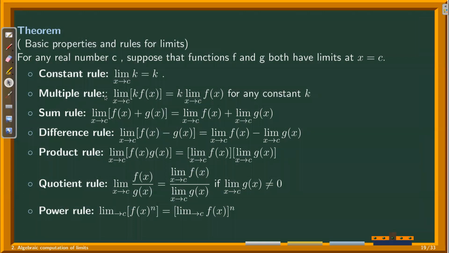Then you have multiple rules. Here we are supposed to find the limit of a function multiplied by a constant. On the left side, first we multiply the function by the constant, then calculate the limit of the resulting function. But the other side says instead that I can pull out the constant and then calculate the limit of the function.